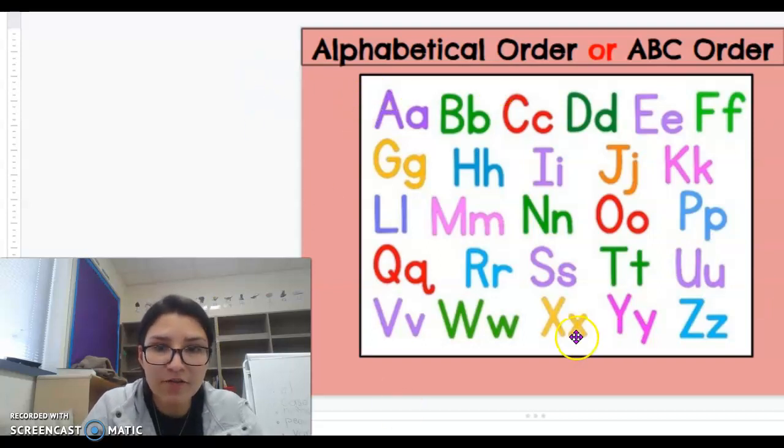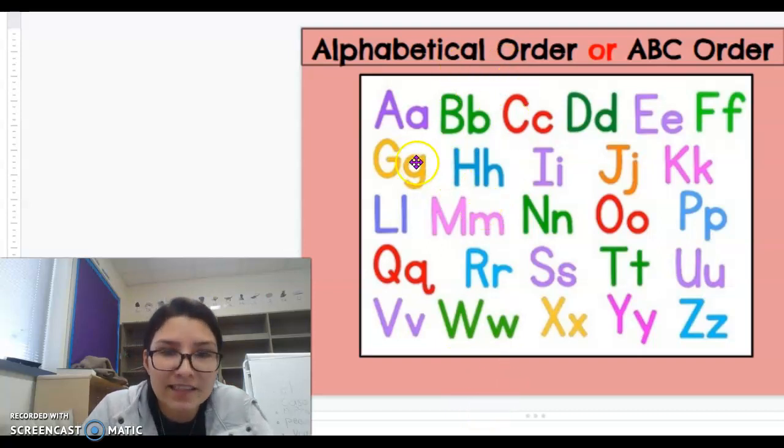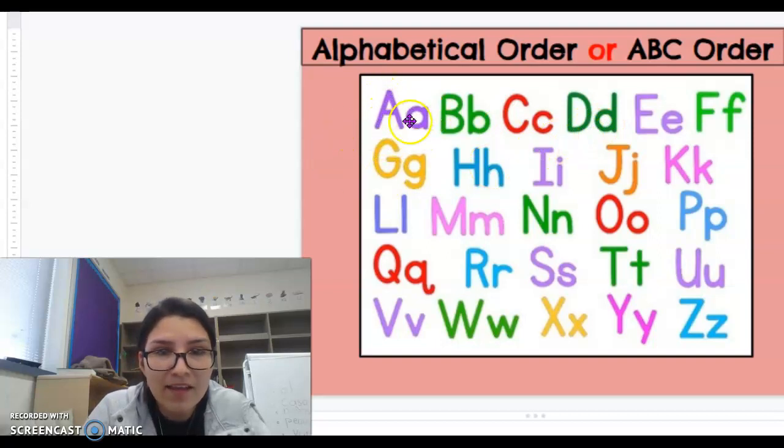Right here is the alphabet. So what I'd like to do is go ahead and say the alphabet together and then practice putting some words in alphabetical order. So let's get started. Wait, before we get started, why are there 2 A's and 2 Z's and 2 K's? Well, this is the capital A and this is the lowercase a. Capital K, lowercase k. Capital Z, lowercase z, right?